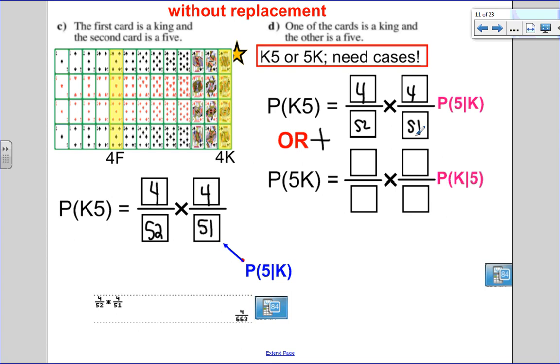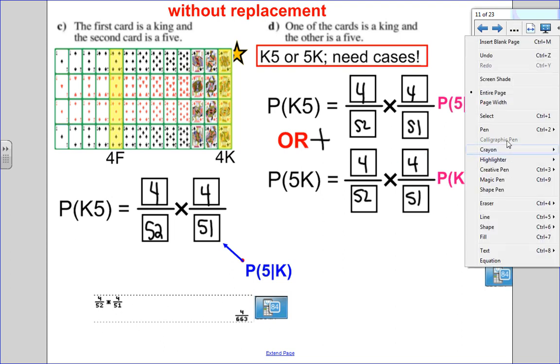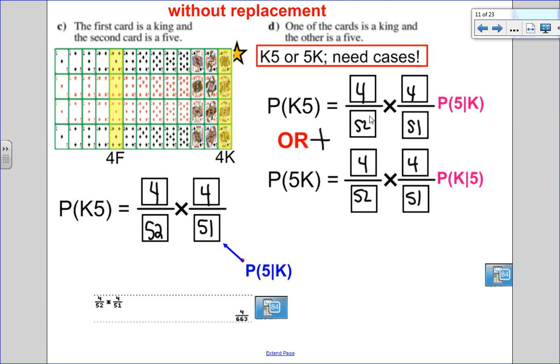Now let's look at getting the 5 first. So there are 4 5s in the deck out of 52. I keep the card, and what's left is 4 out of 51 are the kings. So same probability, just in reverse order. King and then 5, and 5 and then king. 2 different cases, so I can just add those together, and the calculator puts it in lowest terms. The answer is 8 out of 663.